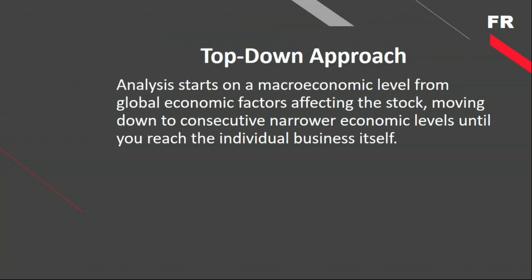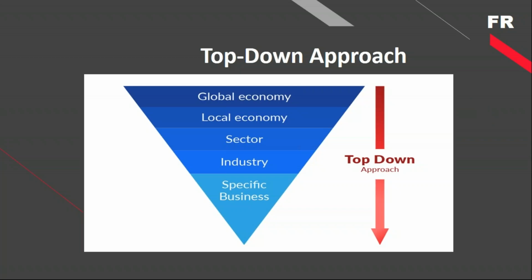Okay, so starting off with the top-down approach, right? The top-down fundamental analysis approach is basically analysis starting from the macroeconomic level, or in other words, the bigger picture. I've used the word bigger picture a couple of times now, but that's the best way to describe what a macroeconomic level is. So you're starting by looking at global factors which are affecting the stock, and you move down to narrower consecutive economic levels until you reach the company itself to analyze what the company is all about.